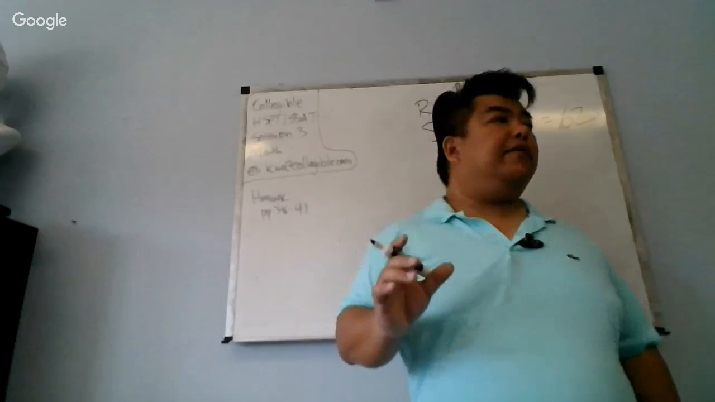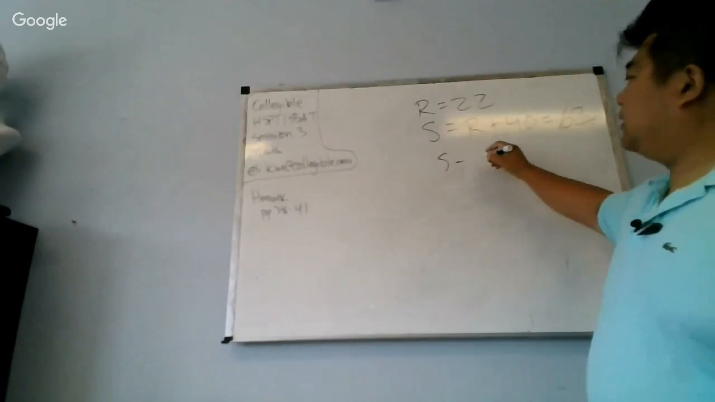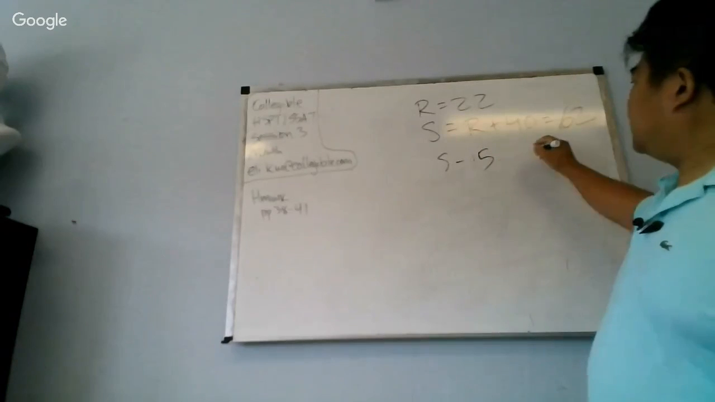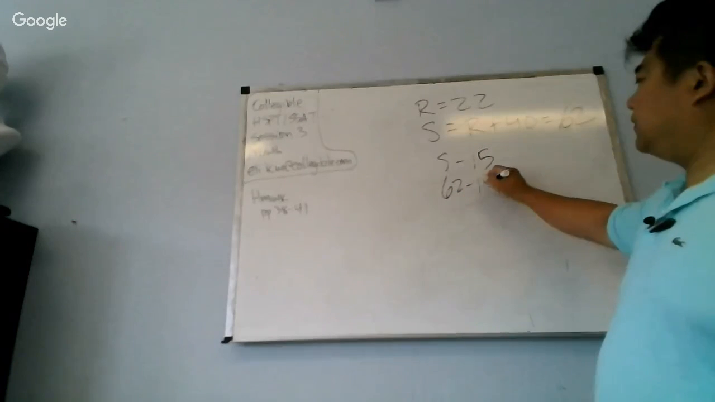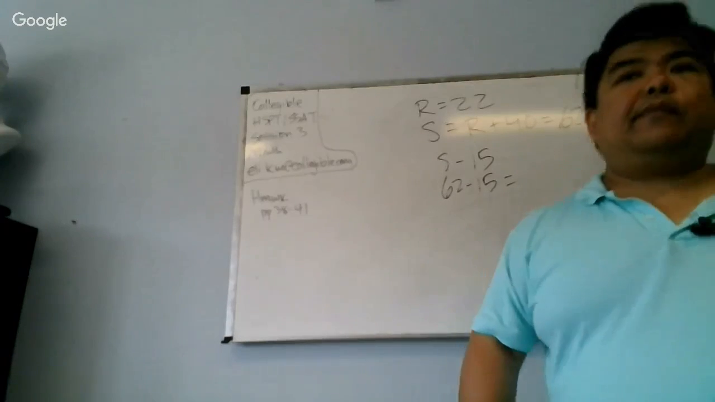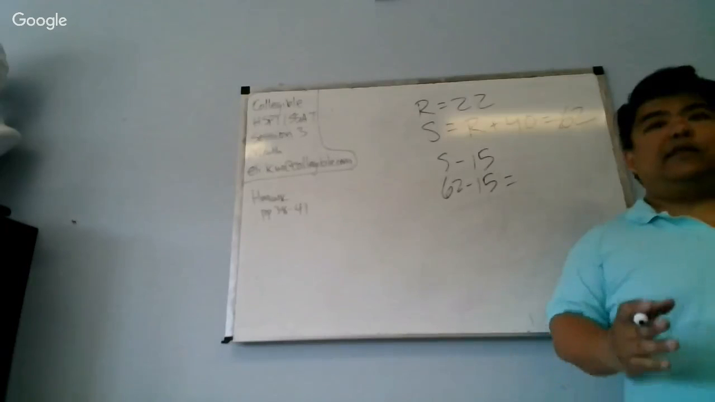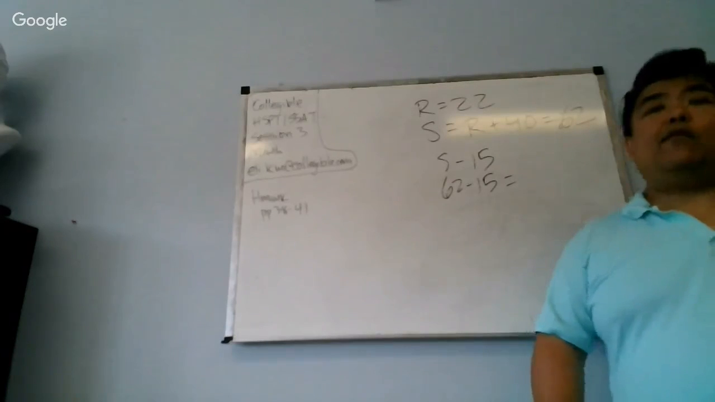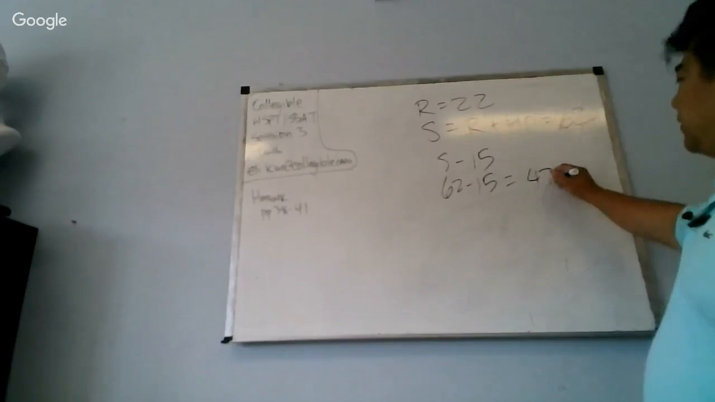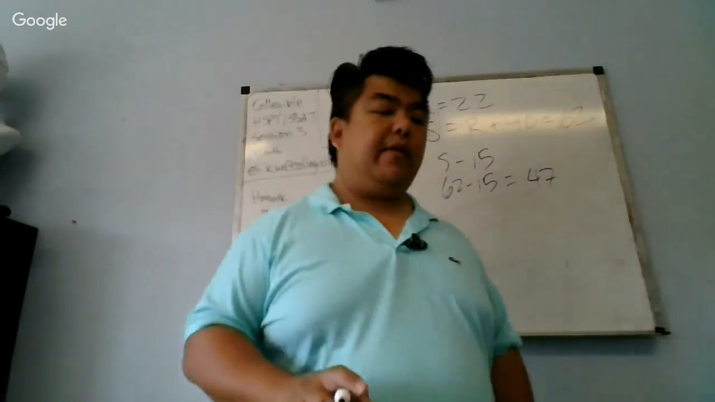So Sarah gives 15 stamps away. So this is like saying S minus 15. So we know this is 62 minus 15, which leaves Sarah how many? Cindy, do you know? 47. Okay, it's 47. That's correct. So answer C is 47.